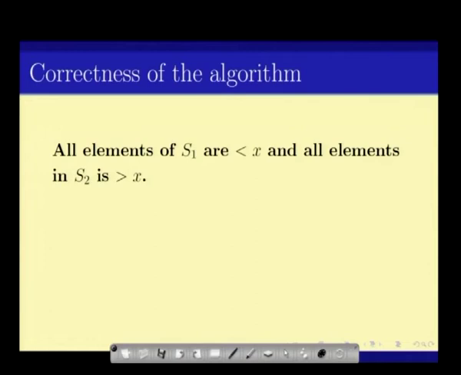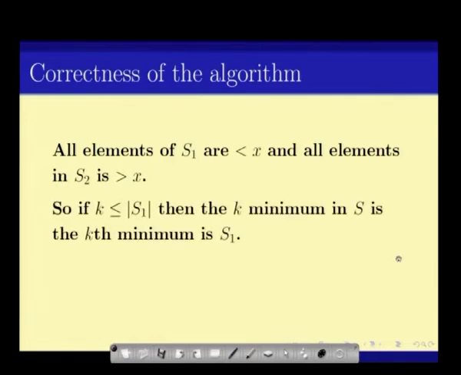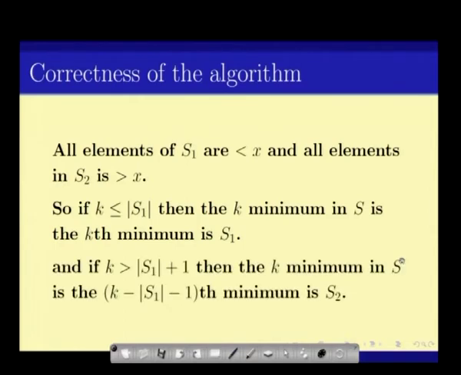So, all elements of S1 are less than x, and all elements in S2 are greater than x. And so, if k is less than the size of S1, then the kth minimum in S is the kth minimum in S1, and if k is greater than S1 plus 1, then the kth minimum in S is the k minus S1 minus 1th minimum in S2.